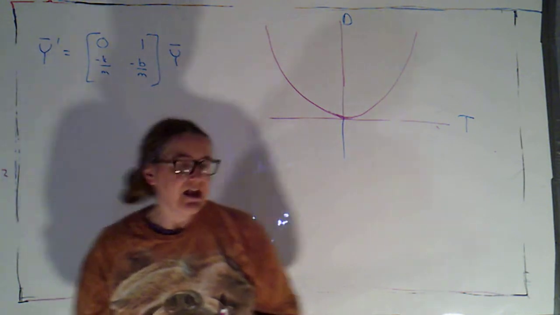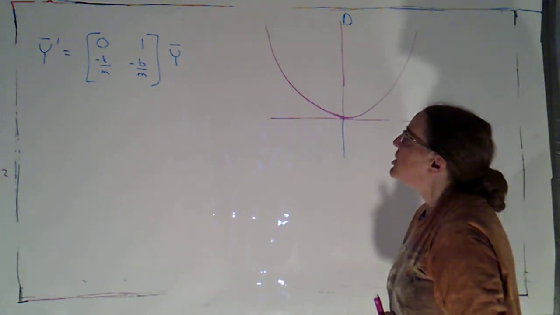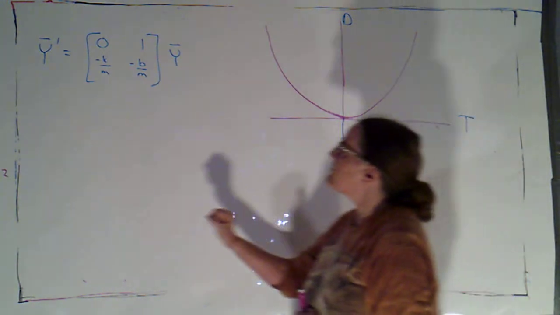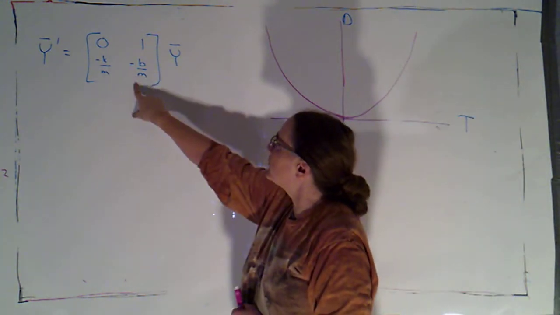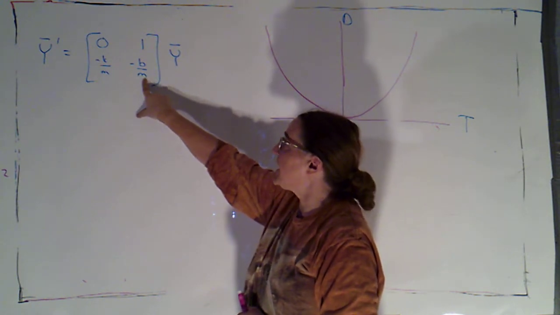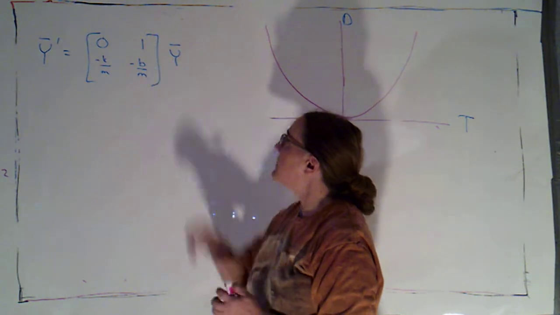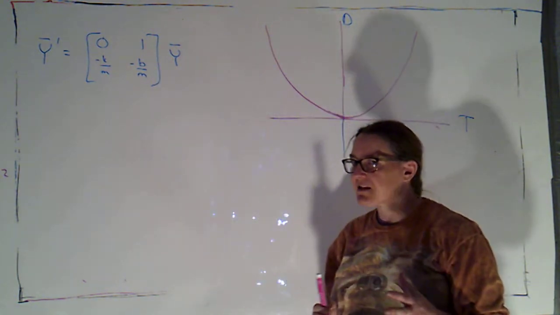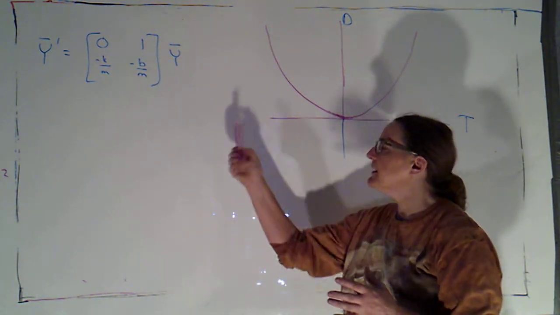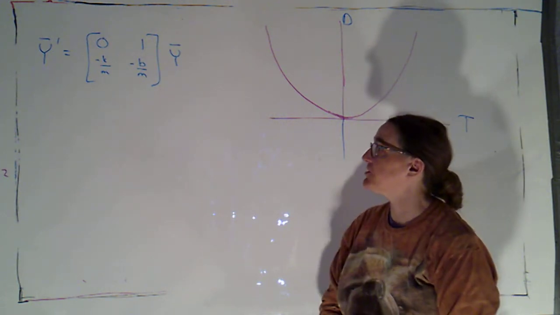Okay, so now I want to tie this all in with our harmonic oscillators. So remember, if I have a harmonic oscillator, this is the general way the system would look. M is the mass, so it's positive. K is the spring constant, so it's positive. And B is either 0 if it's undamped, or it's positive because it's the damping coefficient.